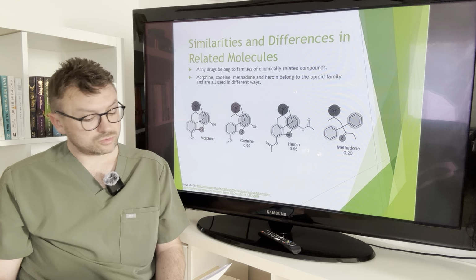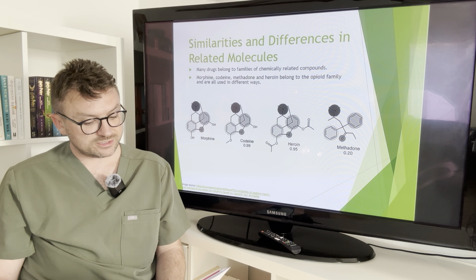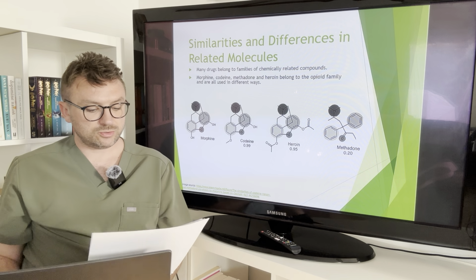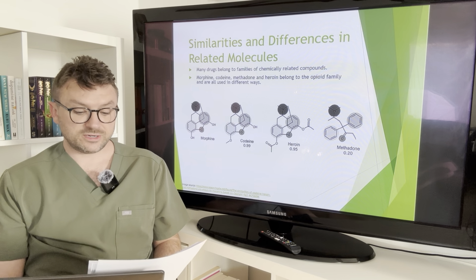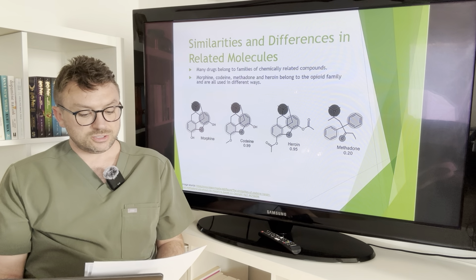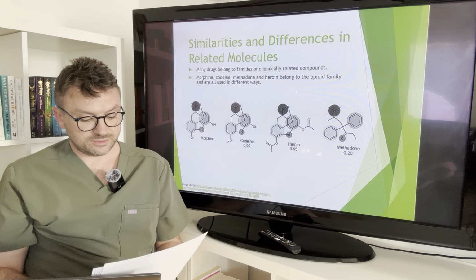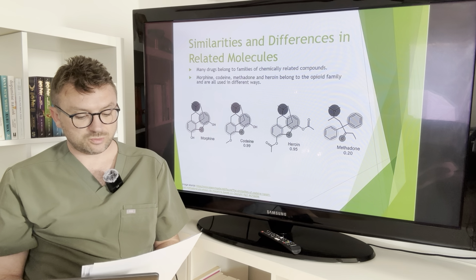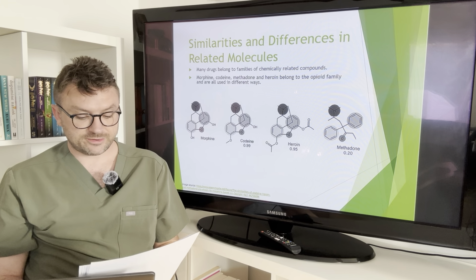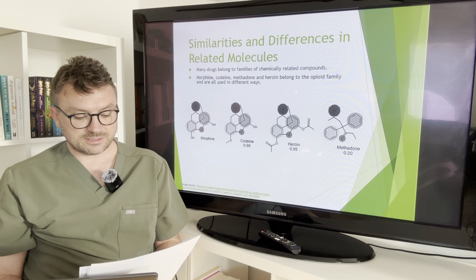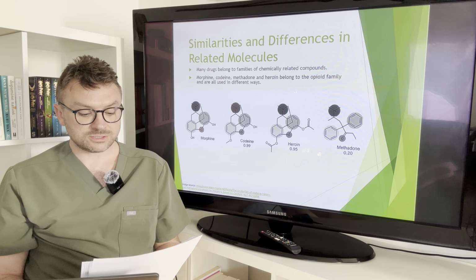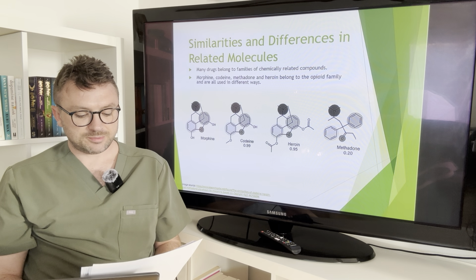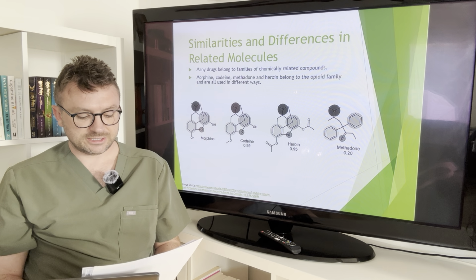We now move on to similarities and differences in related drug molecules. Many drugs belong to families of chemical-related compounds. A useful example, like the one here on this slide, is morphine, codeine, methadone, and heroin. These drugs share a similar molecular backbone but differ slightly in structure.